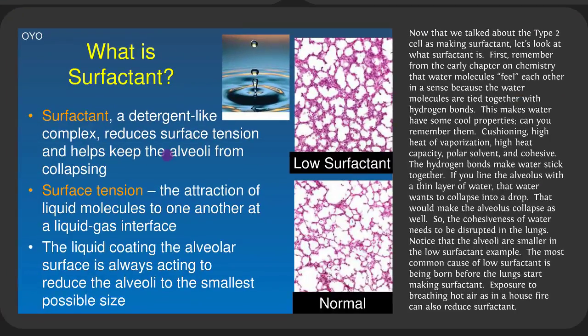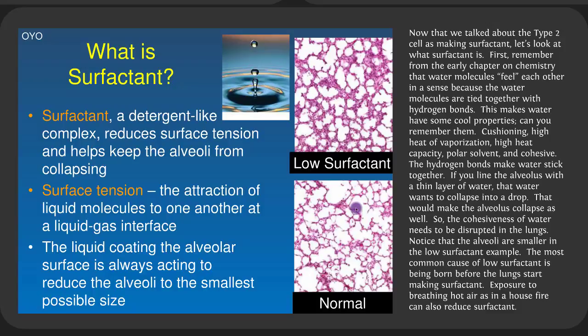Now that we've talked about type 2 cells as making surfactant, let's look at what surfactant is. First, remember from the early chapter on chemistry that water molecules feel each other, in a sense, because the water molecules are tied together with hydrogen bonds. This makes water have some cool properties. Can you remember those? So it's like cushioning, has a high heat of vaporization, high heat capacity, it's a polar solvent, and it's cohesive. So the hydrogen bonds make water stick together, and if you line the alveolus with a thin layer of water, that water wants to collapse into a drop. That's why I have a picture of a droplet here. That would make the alveolus collapse as well. So the cohesiveness of water needs to be disrupted in the lungs.